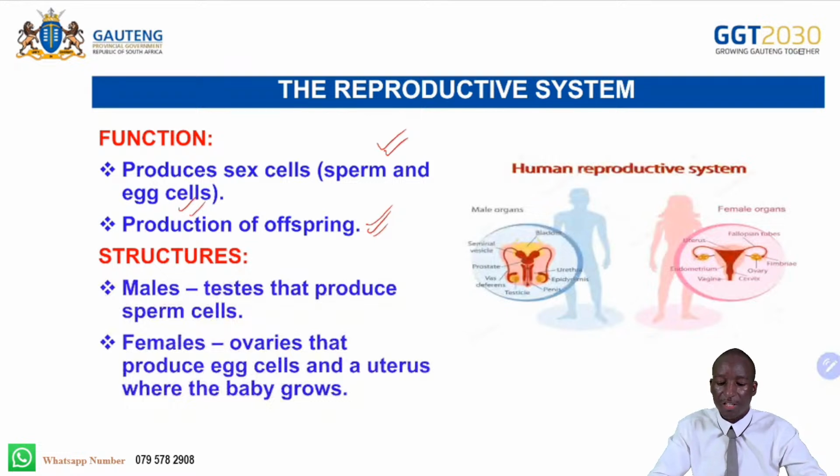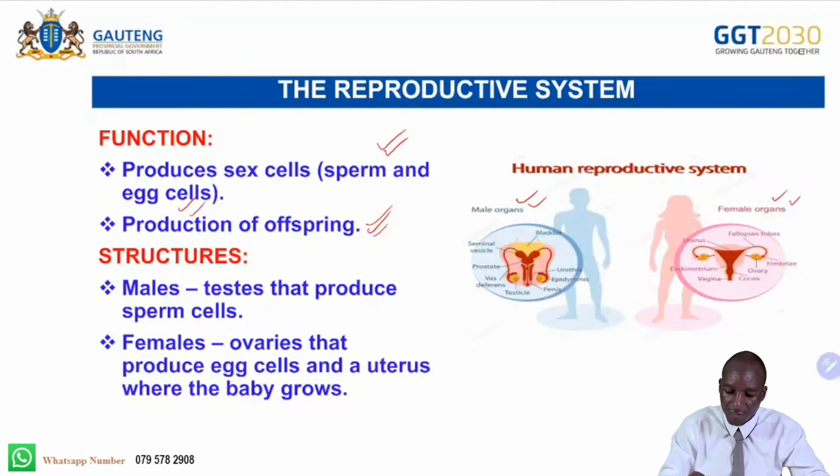There they are shown. Human reproductive system. Right, we're going to look at them. We have got the male reproductive system and the female reproductive system. Under the male reproductive system, we've got what are called male organs, and on the other side, the female reproductive system, we've got the female organs. Right, and we spoke about the organs that produce the sperm cells, and these are the testes. They are shown there, the testes.